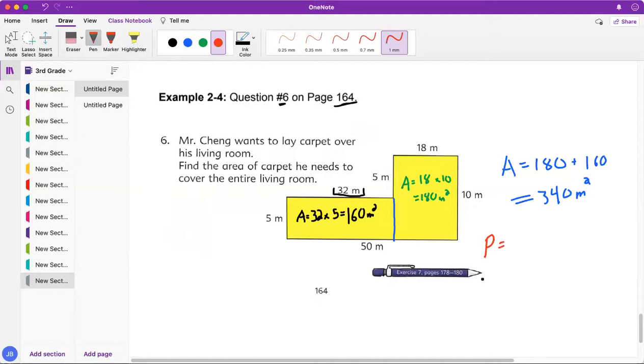The perimeter. Usually we just add them. I think the perimeter is 121? I don't think so. I think you're off by just one, Luke. So it's 120, right? Yep. Got the same here, too. So we have 50 here. That's an easy one. And then 32 and 18 is also 50. And so that's 100. And then we have 5 and 5 is 10, plus 10 is 20. So 120.